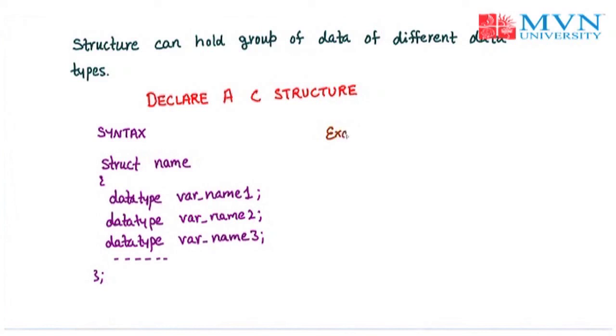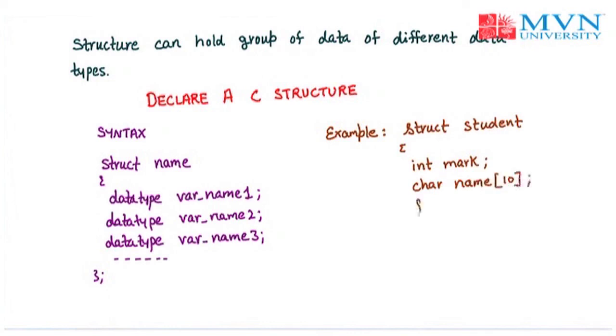For example, if we want to create a structure named student, then we have to write the keyword struct, then the name of the structure, student, and start the structure. Here I am taking three variables. First is of integer type, mark; second is of char type, that is name, and I am taking the size 10; and third is of float type, average. Then close the structure with a semicolon. So this is how we can declare a structure named student.